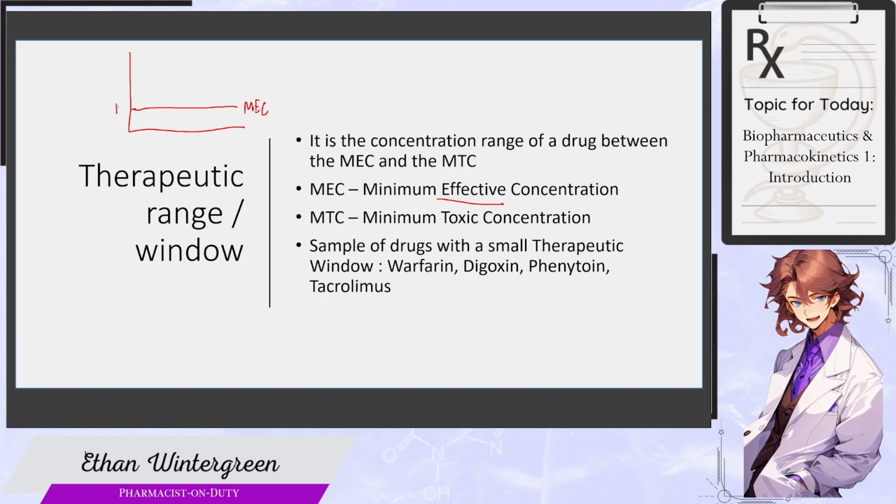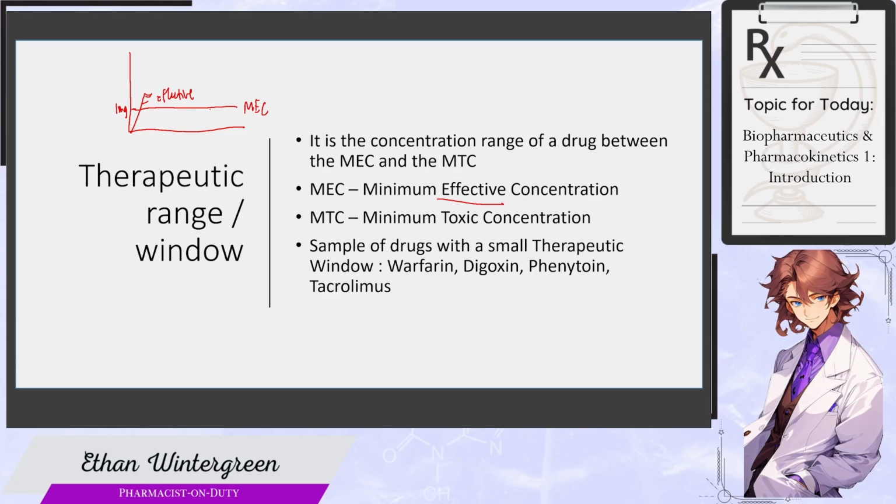Like for example, this is 1 milligram per ml. So any concentration above the MEC, this is effective. As long as the concentration is above your MEC, the drug is expected to work. Now, the higher the MEC, the more drug you need. The lower the MEC, the less drug you need. So more potent drugs tend to have a lower MEC.